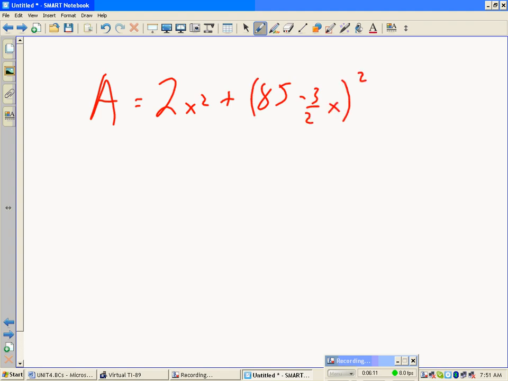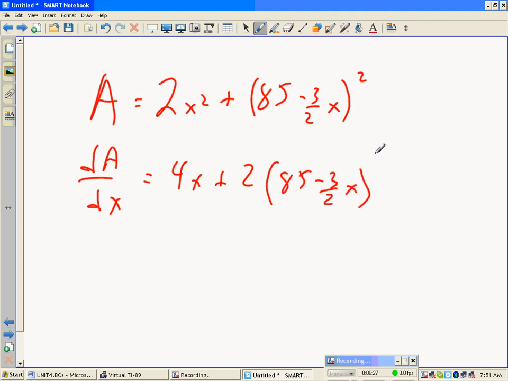Okay? Now I want to set the derivative equal to 0, see if it changes sign to positive or negative, get a max, that kind of thing, right? So what's dA dx? 4x plus 2 times 85 minus 3 halves x to the first times negative 3 halves. Fine. Good. All right, let's simplify this a little bit.